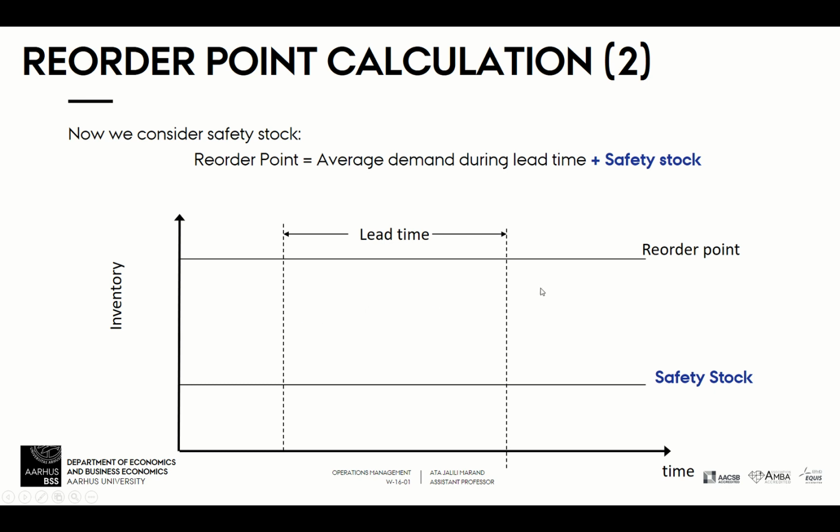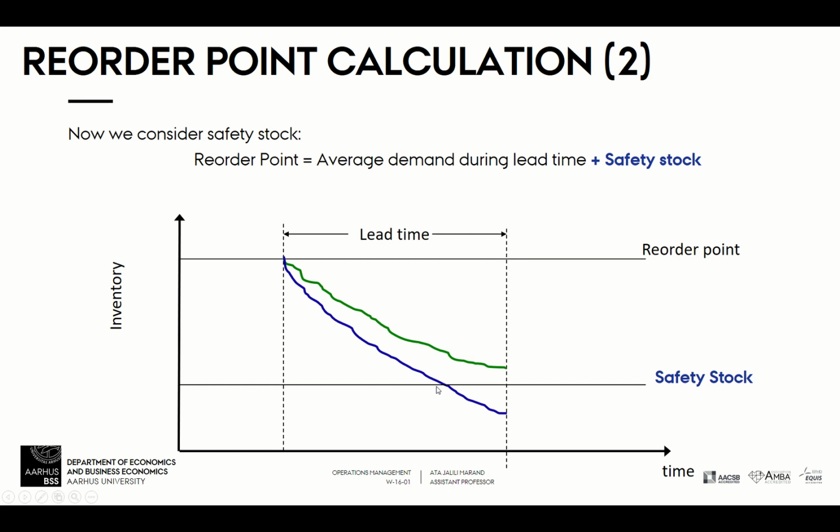The same system, same scenarios, but this time with some safety stock. So here this amount is safety stock, and then we have this amount, which is the average demand during lead time. In the first scenario, of course, we didn't have any shortages. We will not have any shortages with this case, when we have added the safety stock to the reorder point.